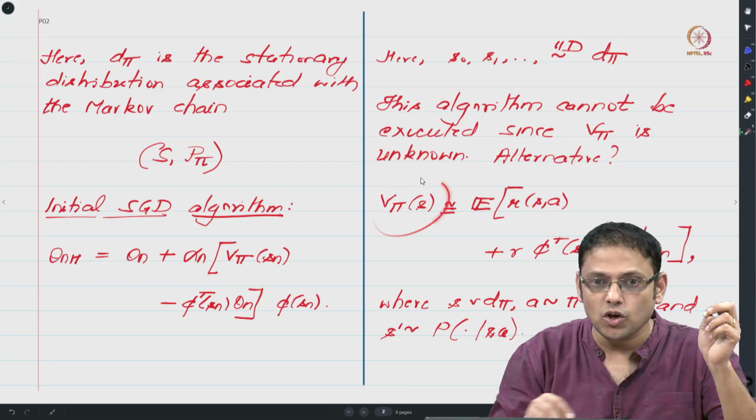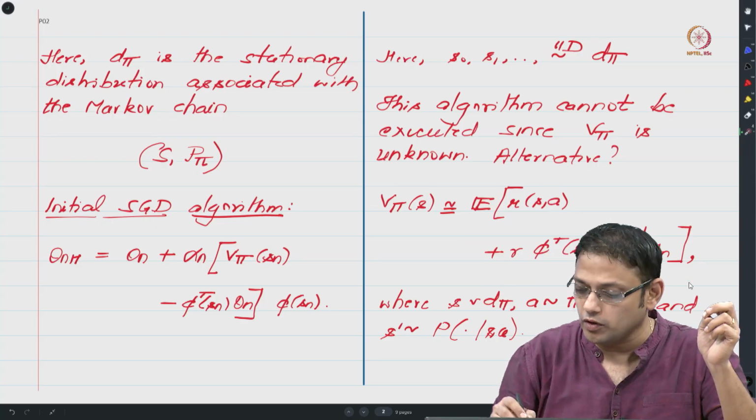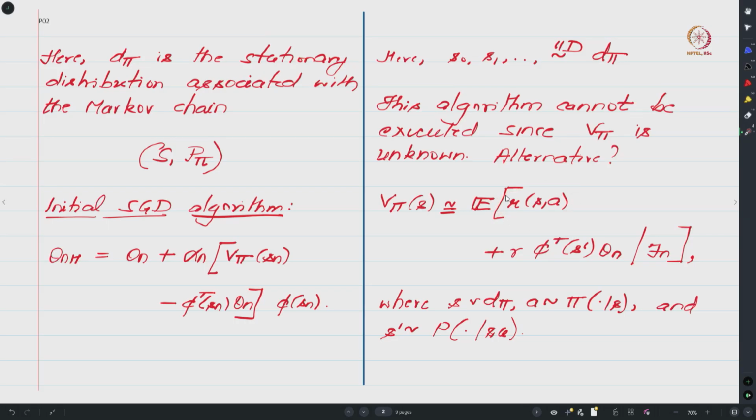Towards that, we observed that your V pi function, in particular the sth coordinate of V pi, approximately equals this quantity over here. This is the expectation of this quantity, where in the original relation we had V pi of s prime. But since theta n is your current estimate, in particular phi theta n is the current estimate of V pi, the s prime coordinate of this would precisely be this expression. Hence one can think of V pi of s being approximately equal to this conditional expectation, taken so that this theta n variable becomes measurable with respect to Fn.